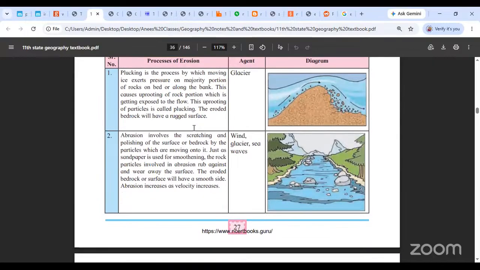Anyways, here we are. The first process is plucking. Okay, plucking मतलब क्या? कोई चीज को उठा के निकाल देना. Okay, that is plucking. So ये usually ice के साथ होता है. Ice जो होता है, glaciers वगैरह जो होते हैं, they perform plucking. Okay, they will indulge in plucking and all.